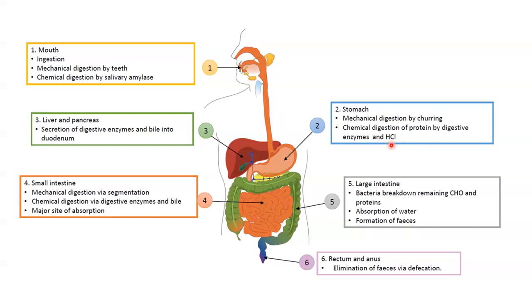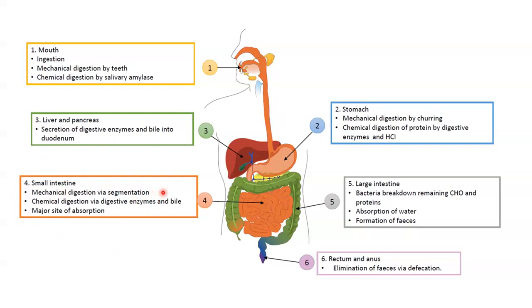your stomach. The liver and pancreas, which are some of our accessory digestive organs, play a role in secretion, secreting things like enzymes, pancreatic juice, and bile into the duodenum or into the small intestine. The small intestine then does a lot. It's a big player in our gastrointestinal system.